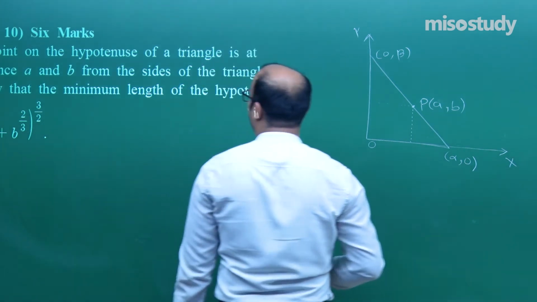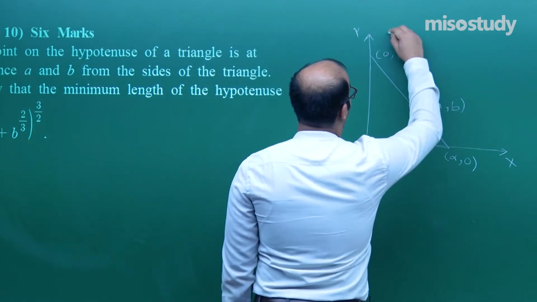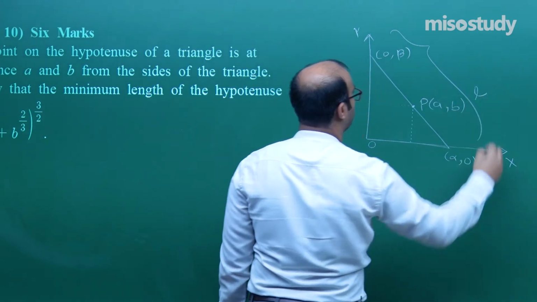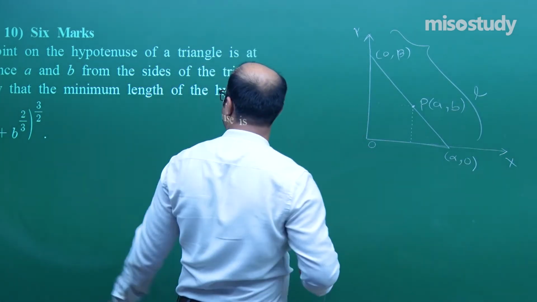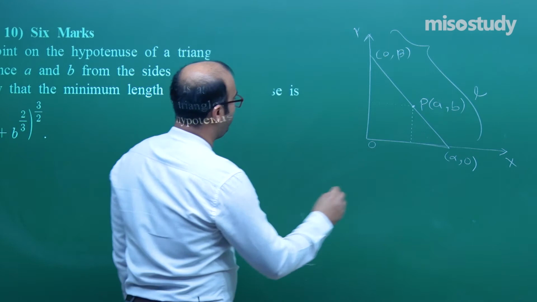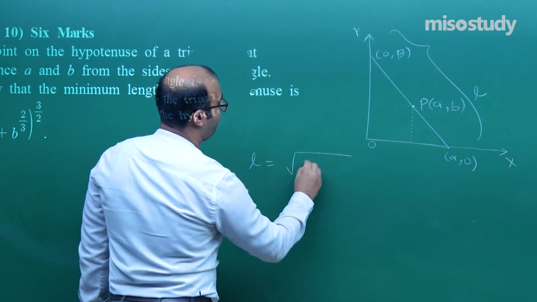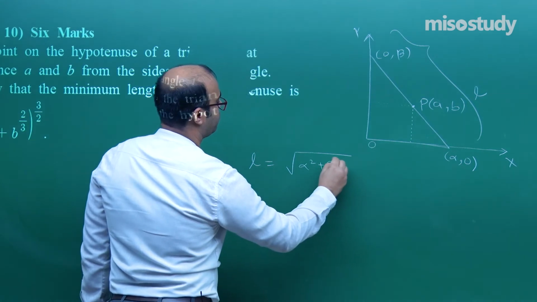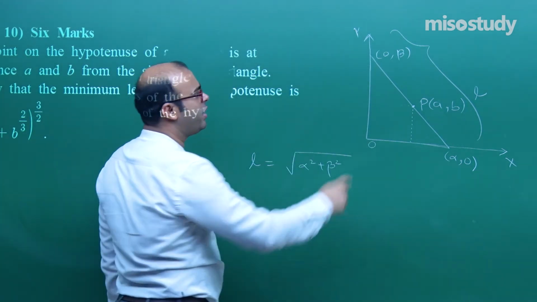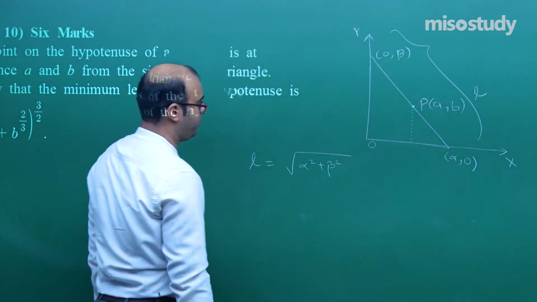We have to find out the minimum length of the hypotenuse, this is the length of the hypotenuse. So, the length of the hypotenuse as we see here is root over alpha square plus beta square. That is Pythagoras theorem or the distance formula between these 2 points.